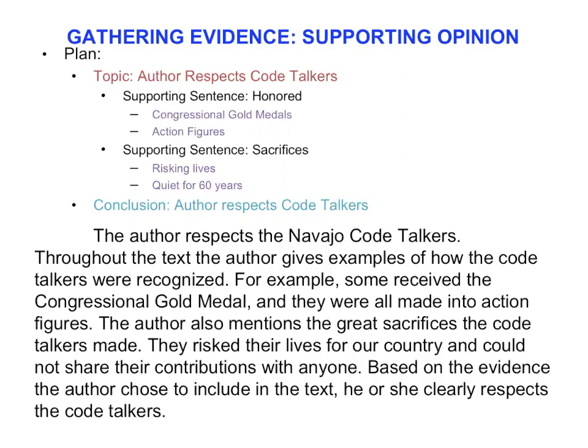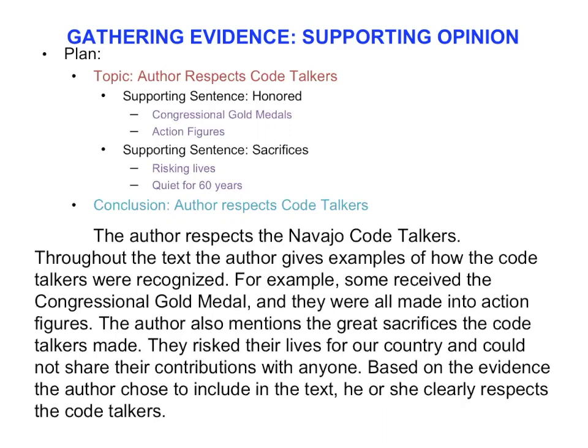The author respects the code talkers. Throughout the text, the author gives examples of how the code talkers were recognized. For example, some received the Congressional Gold Medal, and they were all made into action figures. The author also mentions the great sacrifices the code talkers made. They risked their lives for our country and could not share their contributions with anyone. Based on the evidence the author chose to include in the text, he or she clearly respects the code talkers.